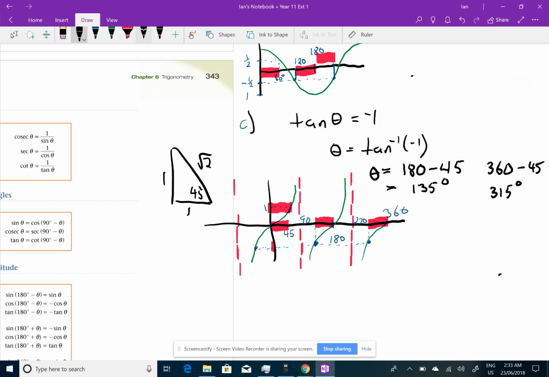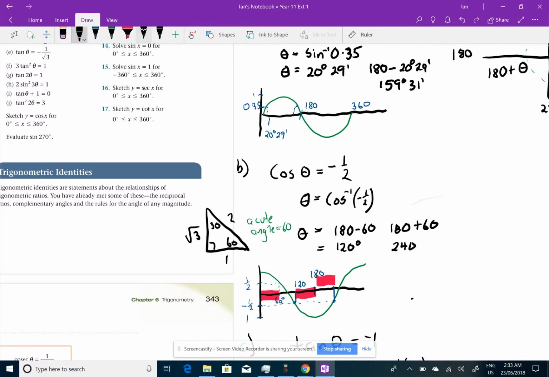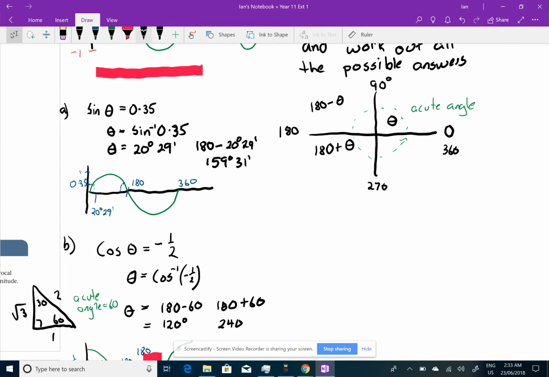Okay, so let's go back here to this diagram we drew. If it's close to 180, if it's less, we minus the acute angle. If it's more, we plus the acute angle. And what did we just discover? If it's more than 270, or in this quadrant between 270 and 360, we go back from 360. So we minus it from 360.